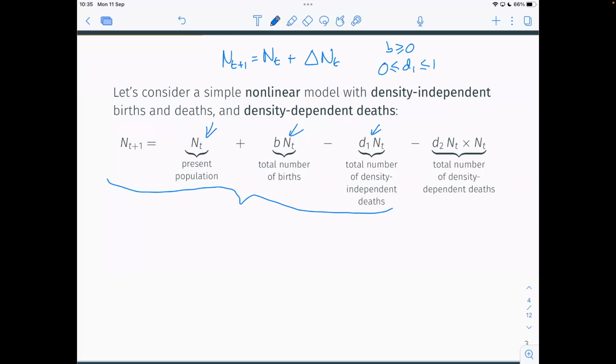Okay? So the key difference is this last term here on the right-hand side, where we have density-dependent deaths. So what's going on here is that it kind of looks the same to start with. We have some parameter D2 here, times our population size. So that gives a per capita element to this death rate. But then we multiplied this by our population size again.